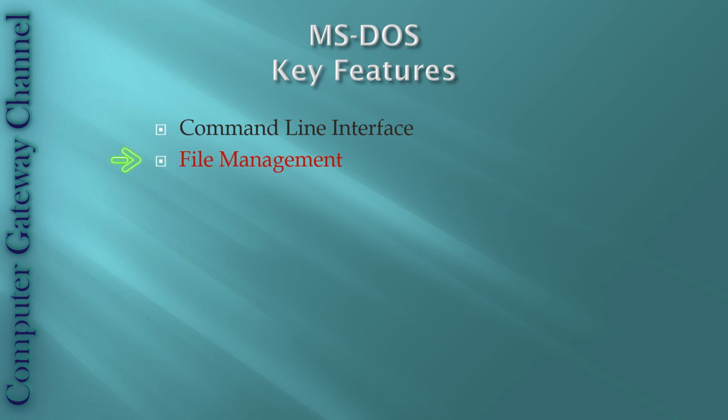File management. The user could create, delete, rename, and move files and directories using commands like MD, DEL, copy, DIR, etc. Hardware control. This operating system provides basic control over hardware components like disk drives, printers, and the display. Running programs. MS-DOS could execute programs directly from the command line by typing their names.